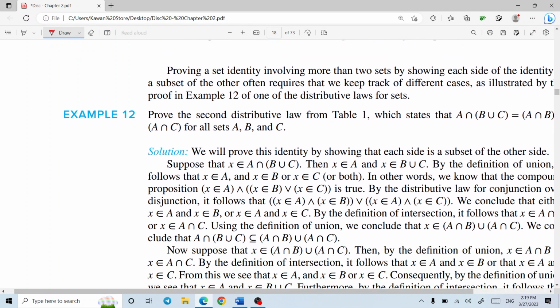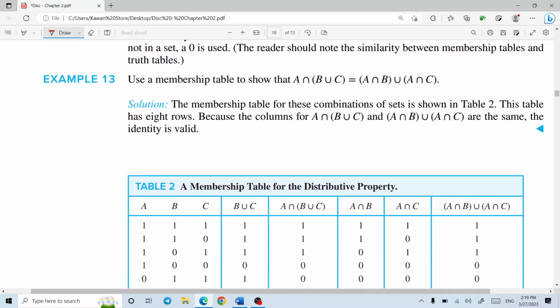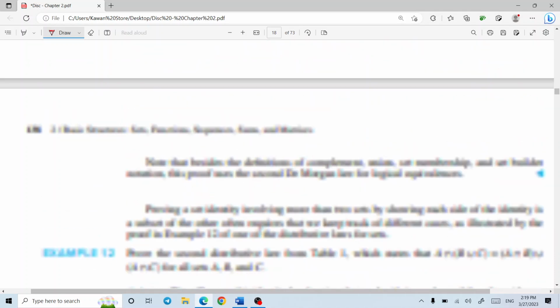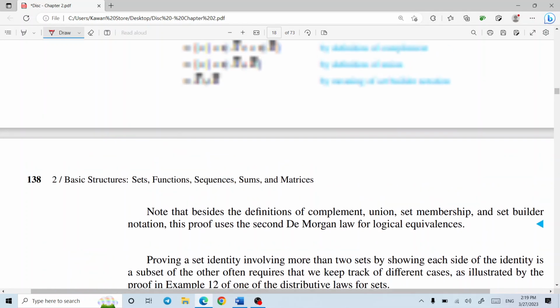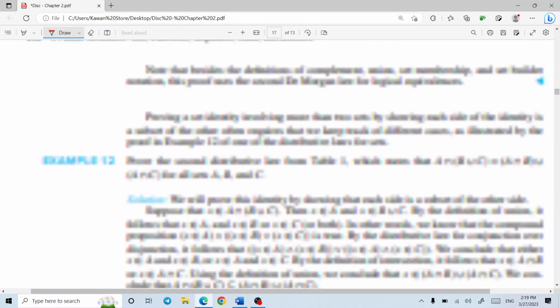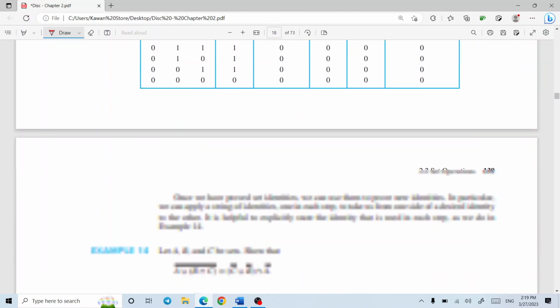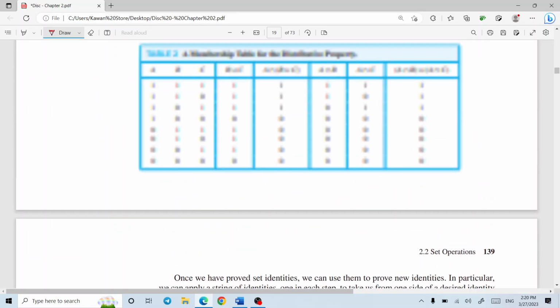And let me check the examples. And also we don't want the solution of example number 12. Later I'm going back to example 11, okay? So I'm going to example 13 before we finish.